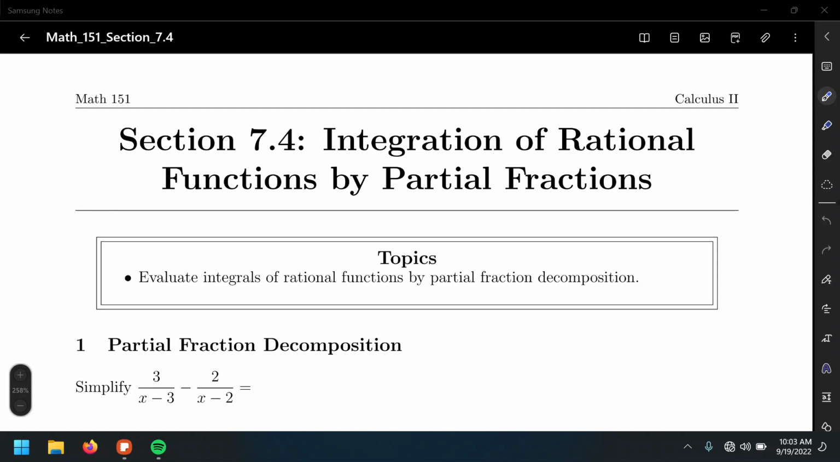Section 7.4, integration of rational functions using partial fraction decomposition. Like the title says, the method relies on decomposing partial fractions. This is one topic that you have covered in your pre-calculus course, not the integration, of course, just the decomposition. Depending on where you took pre-calculus, you might have covered it, or you may not have.